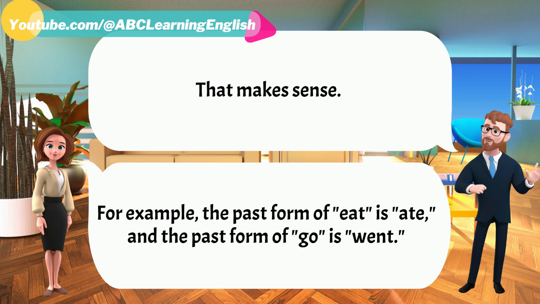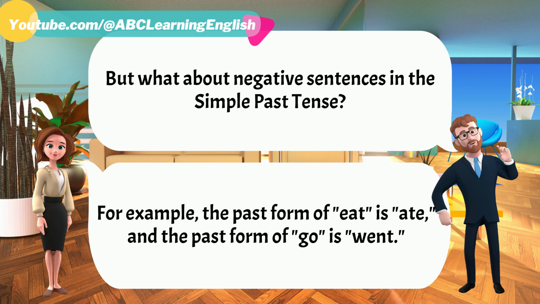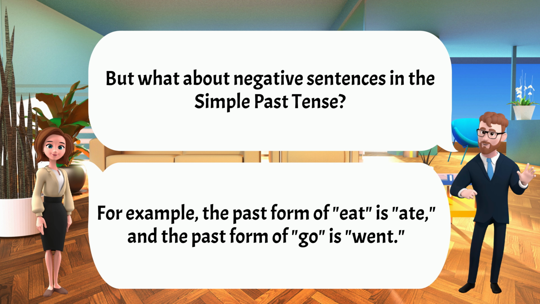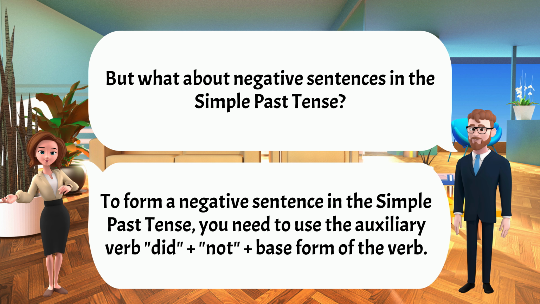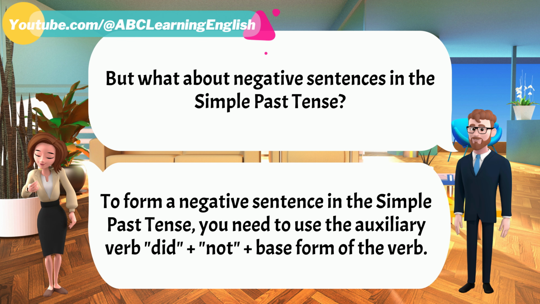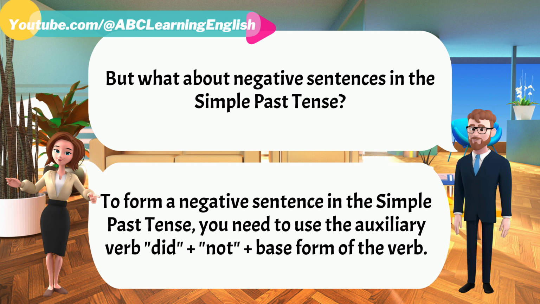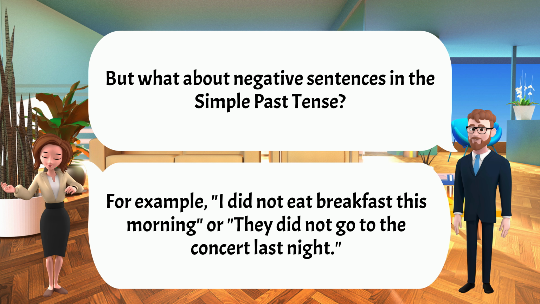That makes sense. But what about negative sentences in the simple past tense? To form a negative sentence in the simple past tense, you need to use the auxiliary verb did plus not plus the base form of the verb. For example, I did not eat breakfast this morning, or they did not go to the concert last night.